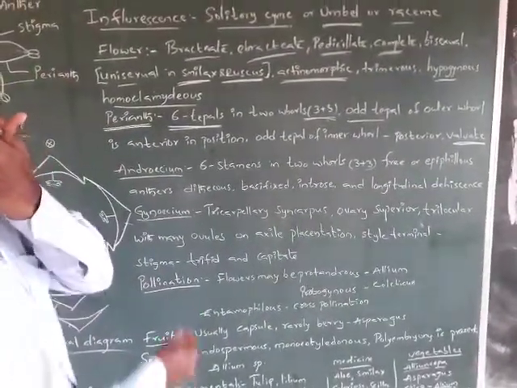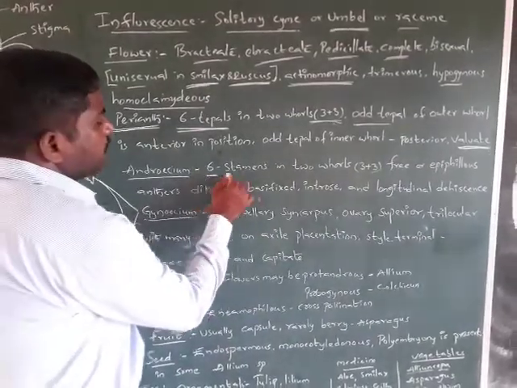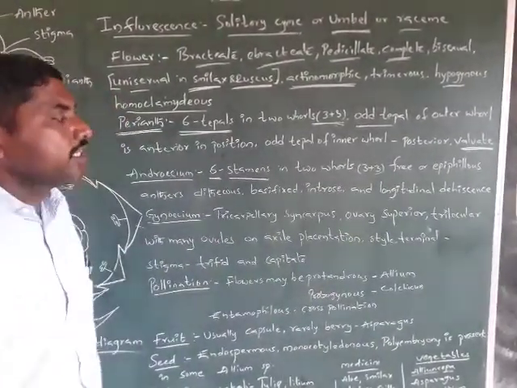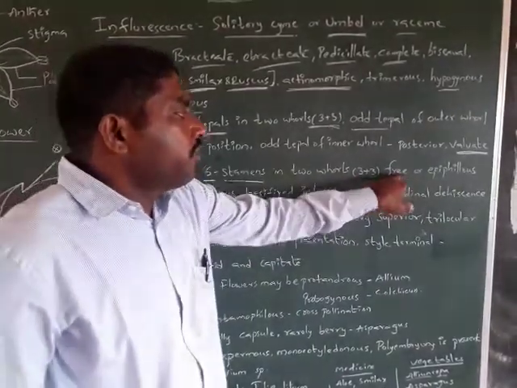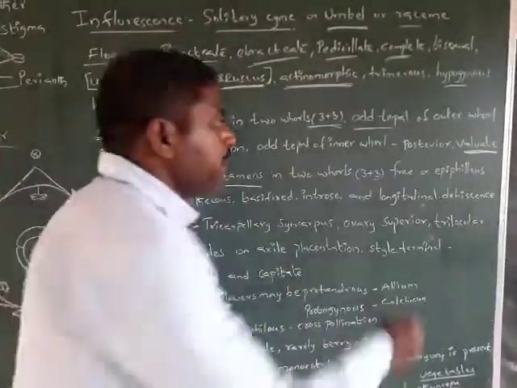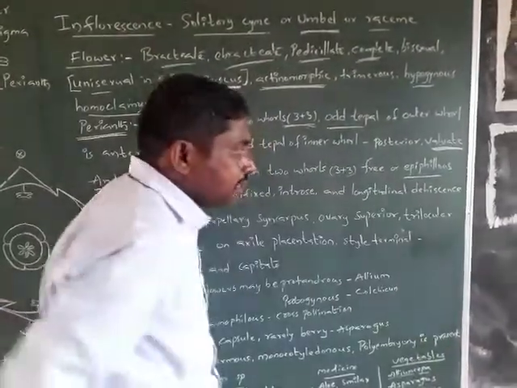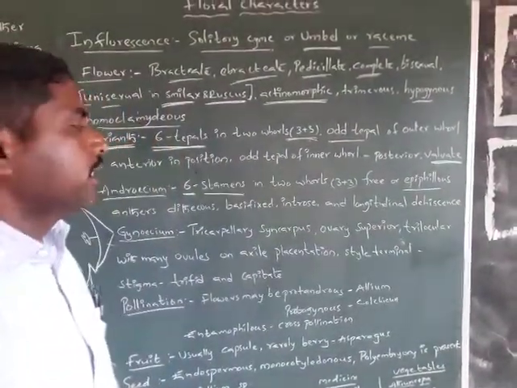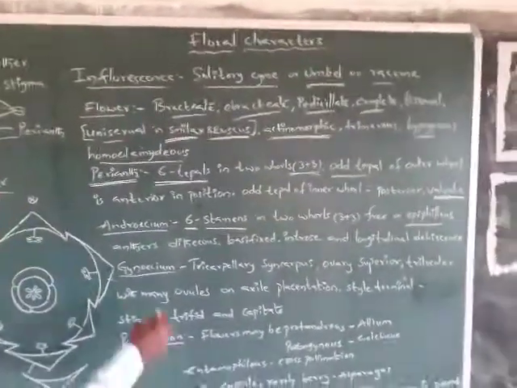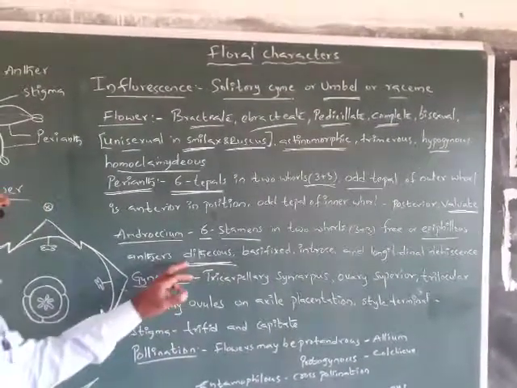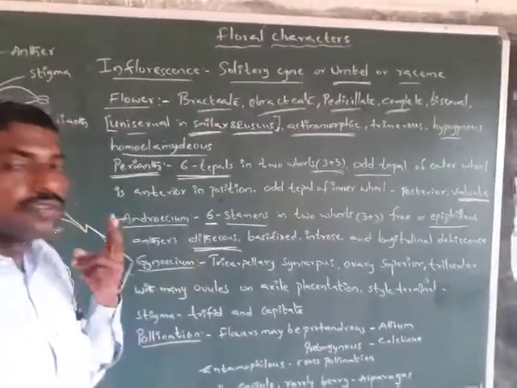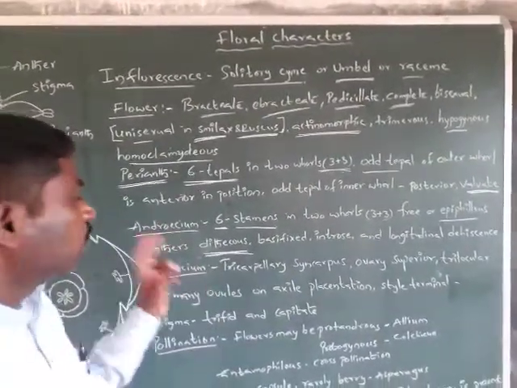And see the androecium, the 6 stamens which are present in 2 whorls, 3 plus 3, and they are free epiphyllous stamens, which means the stamens are attached to the perianth. So it is called epiphyllous stamens. And the anthers are dithecous anthers. Each theca has 2 sacs. So totally 4 sacs are there.